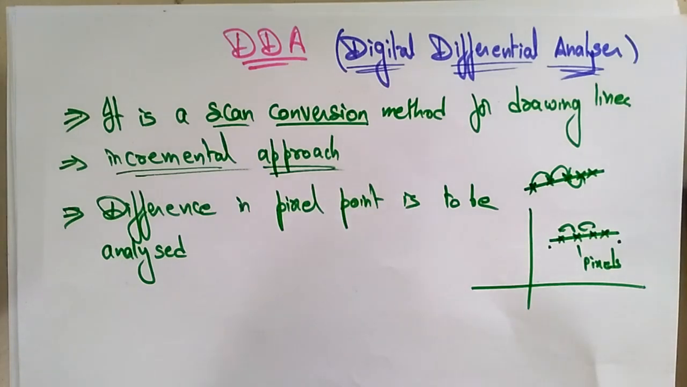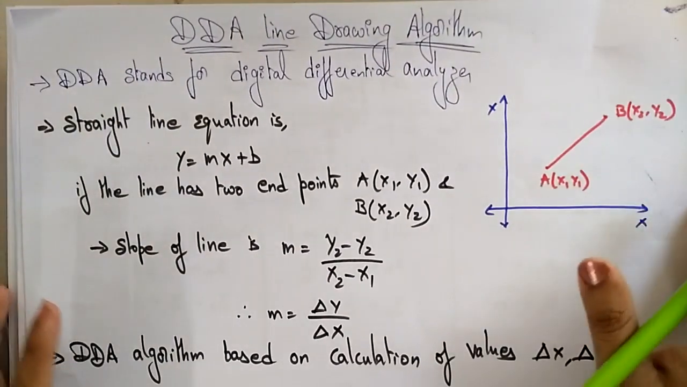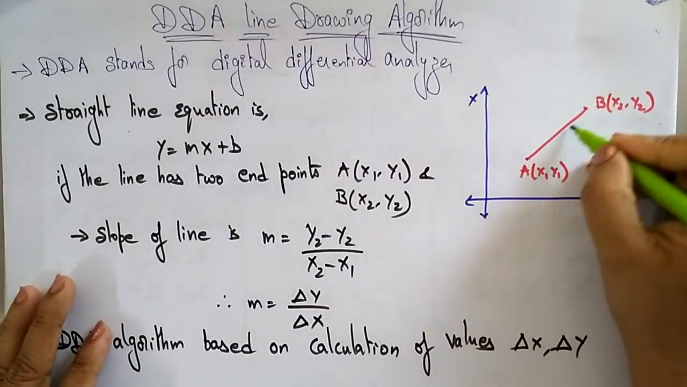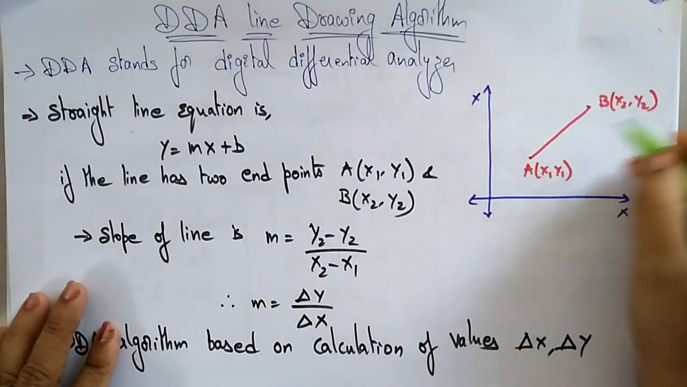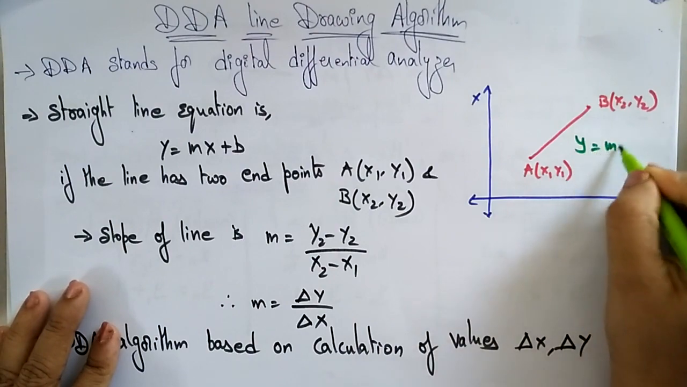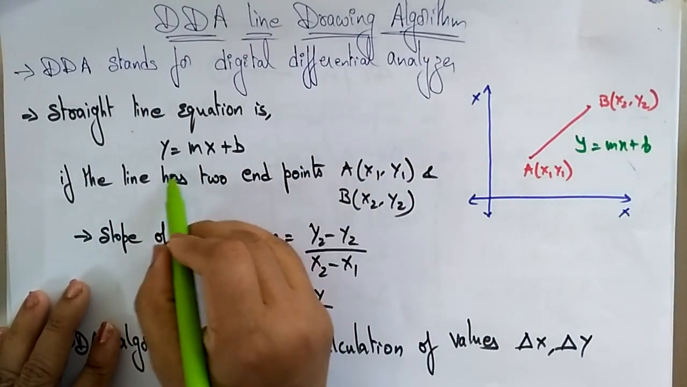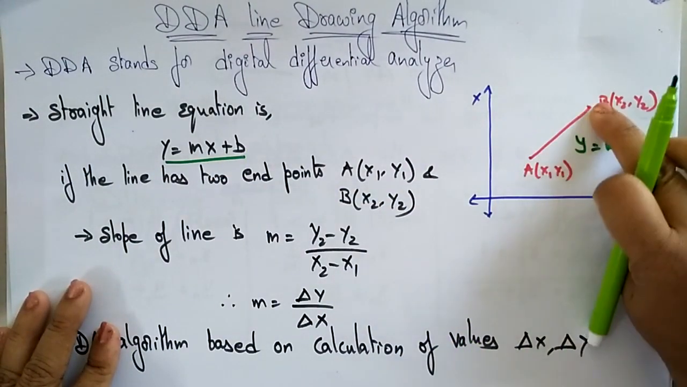Before understanding this DDA, you have to be aware of what a line is and how it is drawn. A line is nothing but two points in a plane connected by a line segment that falls under that equation. Here you can see this is a line segment with the equation y = mx + b. This is a straight line equation.